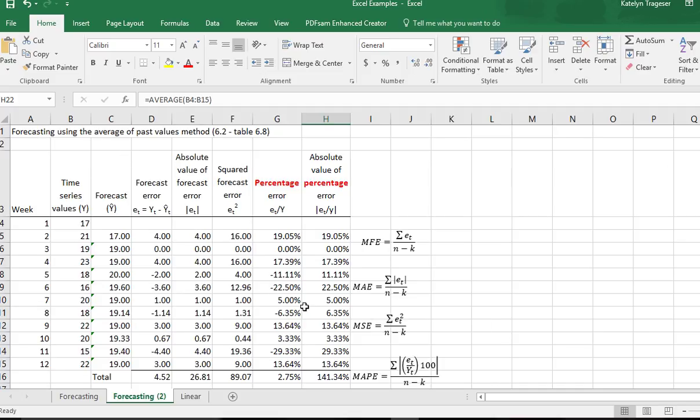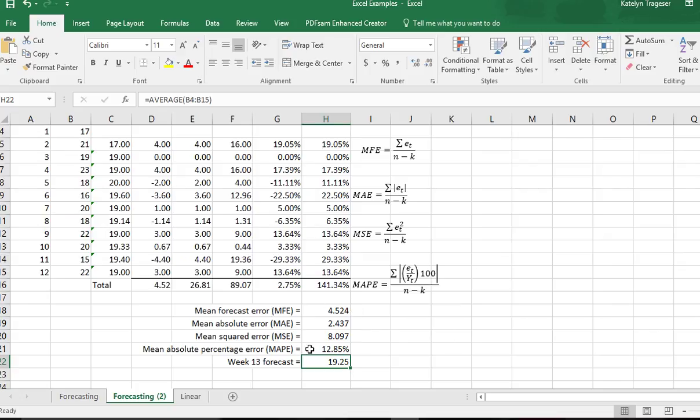We recreated table 6.8 in the book and then calculated our forecast errors, our absolute error, our squared error, and our mean absolute percentage error.